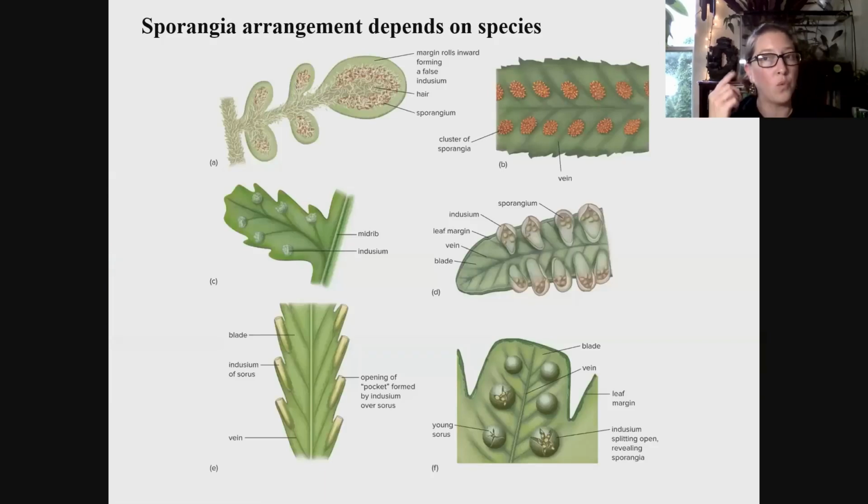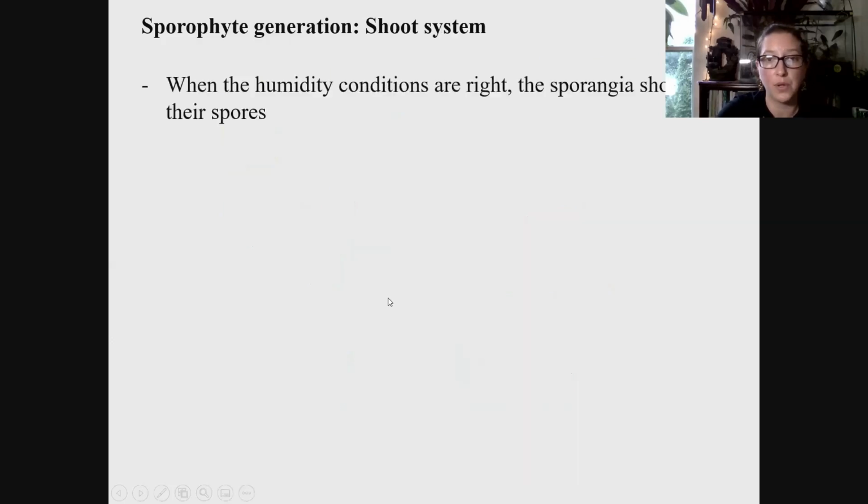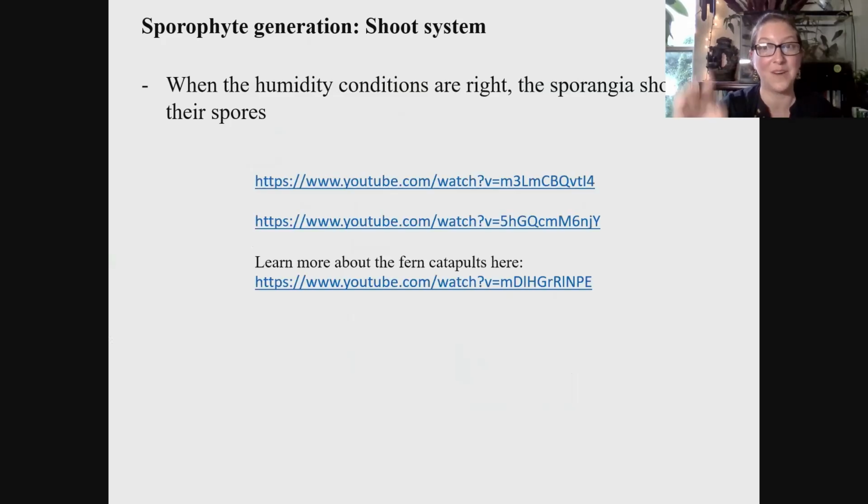And these things like the color of the indusia, the color of the sporangia, the shape and arrangement of the sori, it really depends on the species. There's a lot of variety. This is a diagram from your book. But when the humidity conditions are right for that species, the sporangia are going to shoot their spores. And so, of course, I have videos of that, and I'm going to pause real quick here.